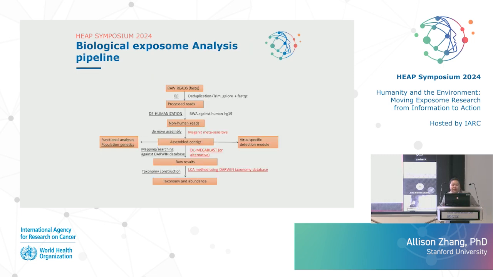For the analysis pipeline, we have our raw reads going through the QC steps, remove the human reads from all those results, and then do a de novo assembly into assembled contigs. And then the contigs are queried against our own custom-made database to allow us to do the taxonomy downstream.